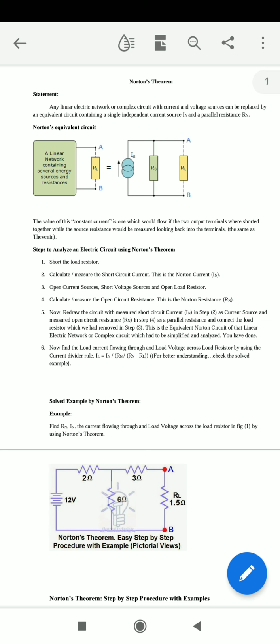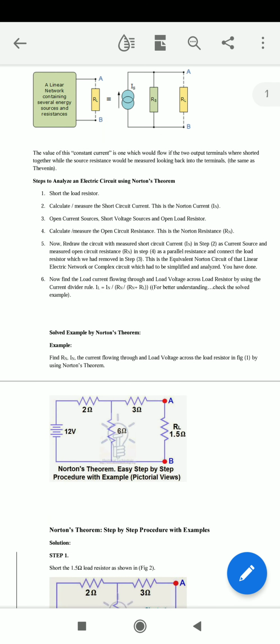First step is to short circuit the load resistor. Compared with Thevenin's theorem, where we open circuit the load resistance and find the open circuit voltage, here we short circuit the load resistor and calculate the short circuit current. That current is called Norton's current.